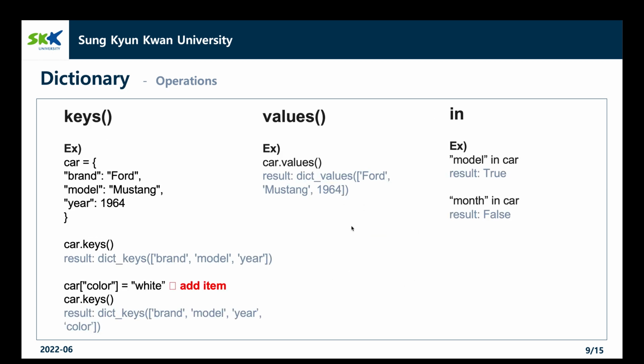The operation of the dictionary has a keys function. With the keys function, we can know the key values in the dictionary. In addition, since dictionaries can be added to, if you assign the desired key and value, as in the example below, it will be added to the dictionary. Conversely, the values function returns all values of the dictionary. And the in function returns true or false if there is a key value in the corresponding dictionary, just like the in function of tuple.